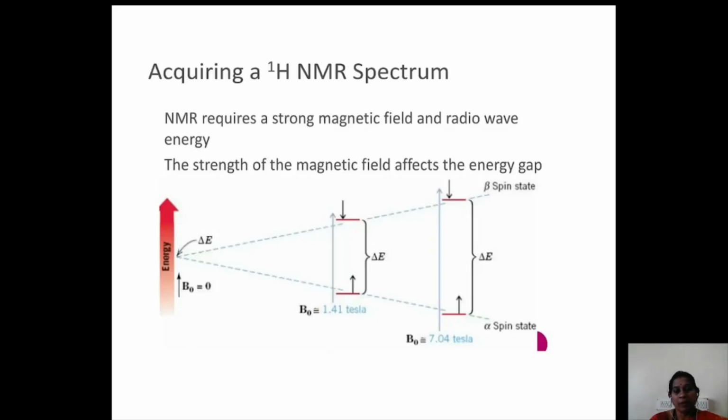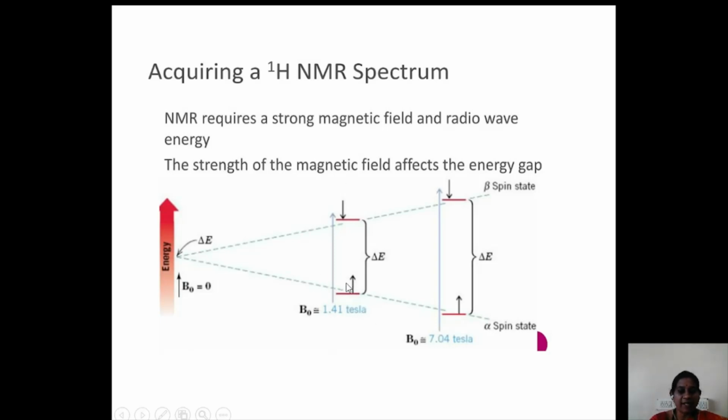Okay, so how will you acquire the NMR spectrum? The NMR spectrum requires a strong magnetic field and radio wave energy, and the strength of the magnetic field affects the energy gap. Just have a look at this diagram. This diagram represents the energy level difference, del E.